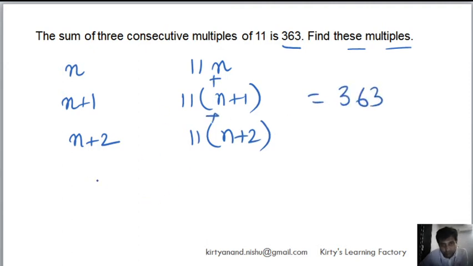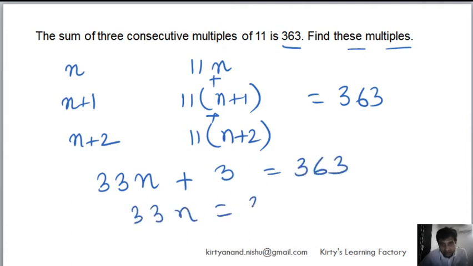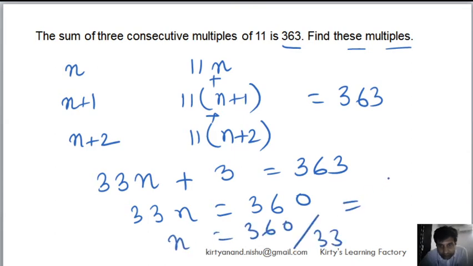When we start to solve it, I will get 33n plus 3 equal to 363, and then I will get 33n equal to 360. And then I will get n equal to 360 by 33. Let's see what this number is. 120 by 11. Now I'm not getting a whole number, which means I might have made a mistake. And yes, I have made a mistake in calculation.